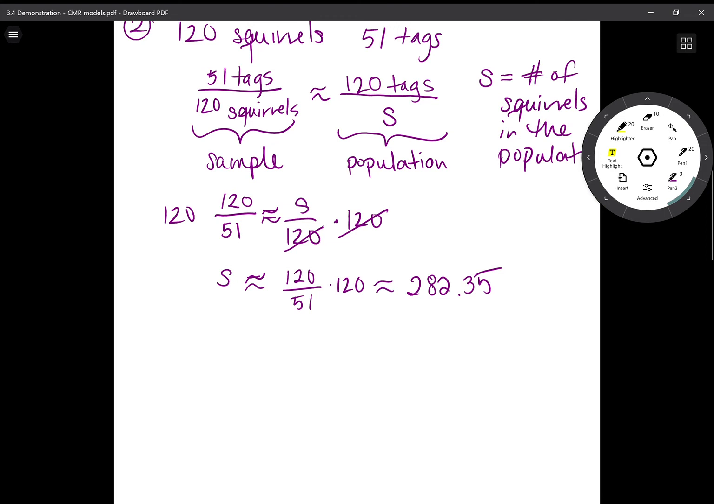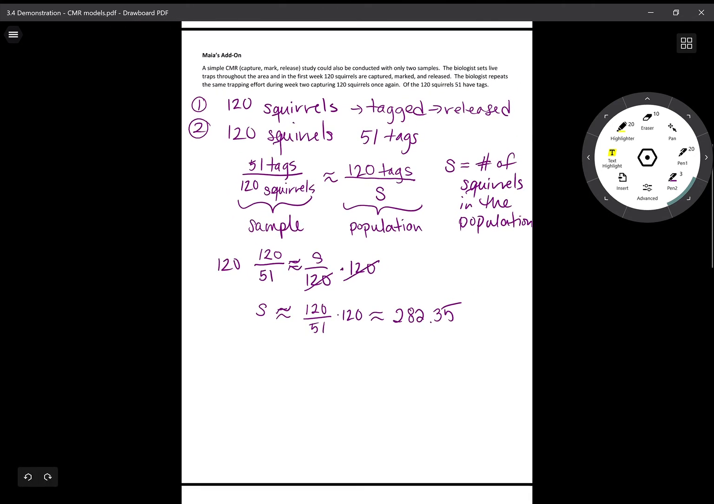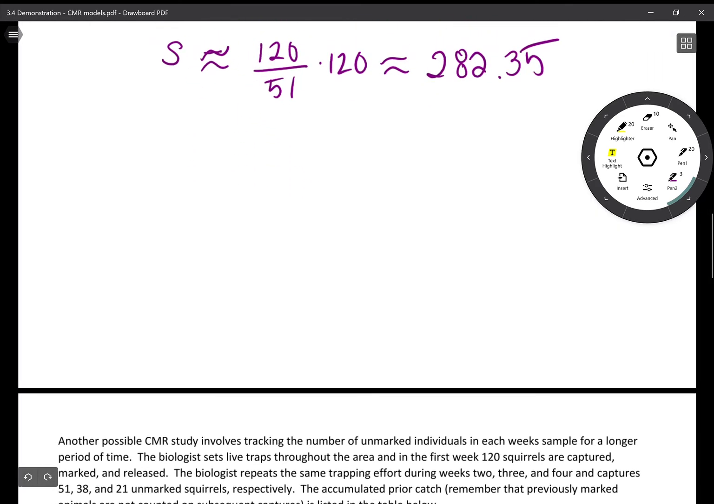Whenever you're done solving a word problem, go back and think about what you were being asked and try and give the most useful, reasonable answer you can. So what we were trying to figure out here is how many squirrels are in the area. What's the total population? So I don't think that the 0.35 is very useful information. I would say that the squirrel population is 282. So about 282 squirrels are in the area.